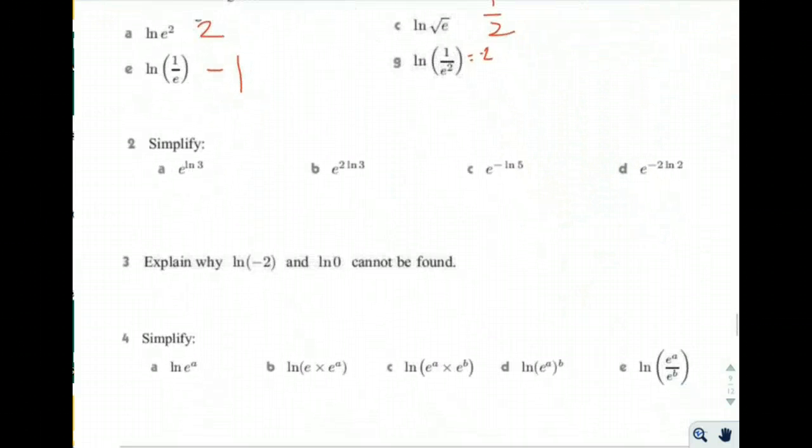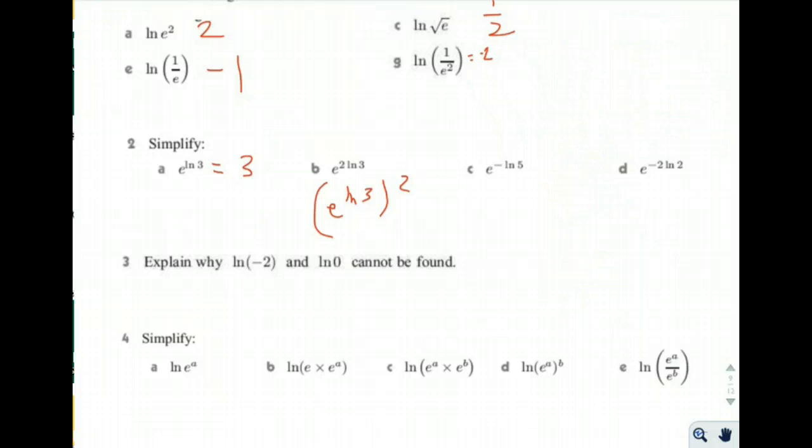Okay. E to the log 3, remember e to the something and log undo each other. So if you have e to the log 3, it's just 3. E to the 2 log 3. Well, in this case, you have 2 exponents multiplied times each other. So you could group them. You put the log 3 first. And then you would have e to the log 3 is just 3 squared. So it's equal to 3 squared.